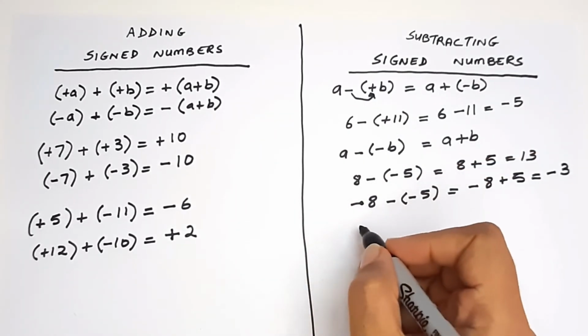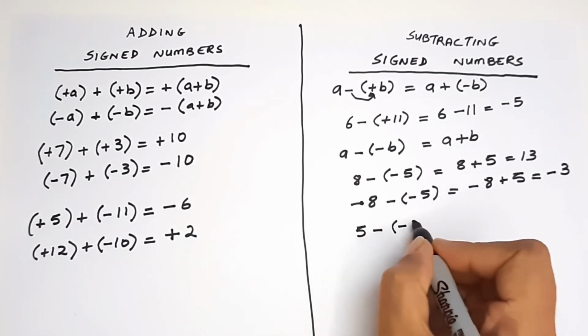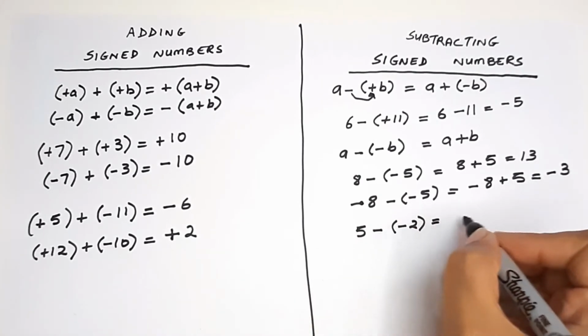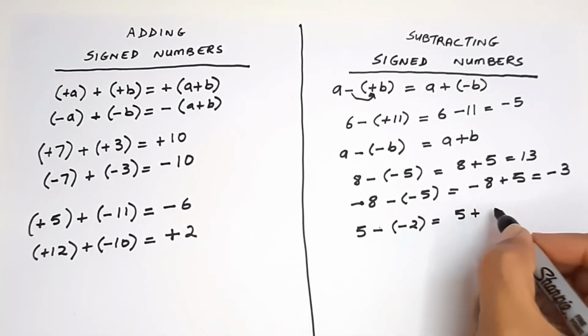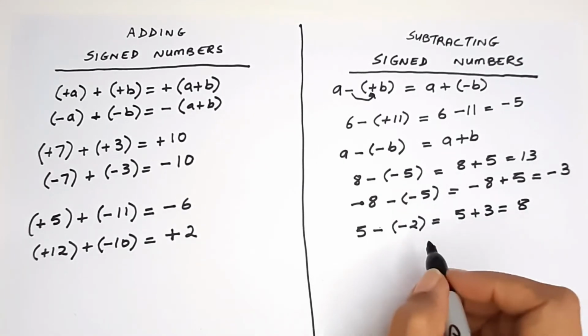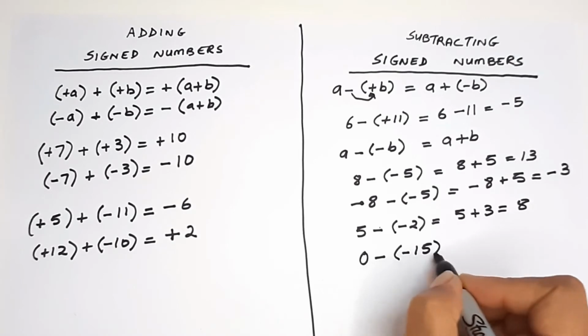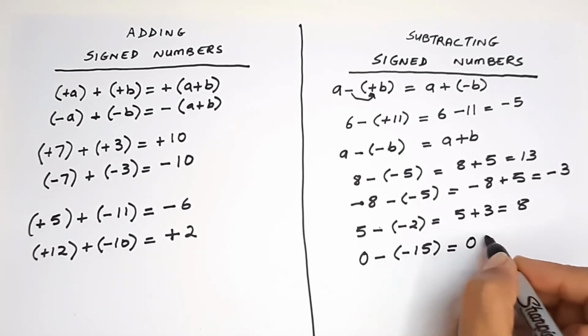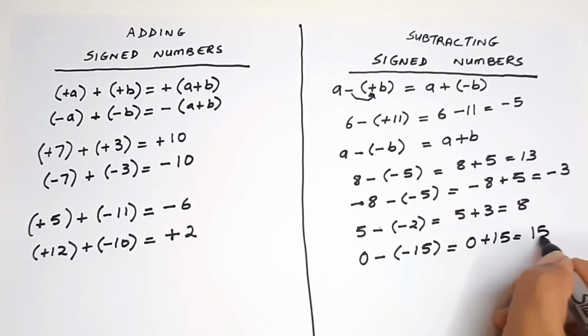Next example. 5 minus negative 2 is actually equal to 5 plus 2, since negative times negative is positive, so you get 7. And 0 minus negative 15 is actually equal to 0 plus 15, which is just 15.